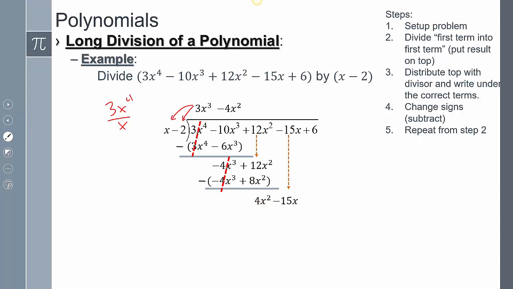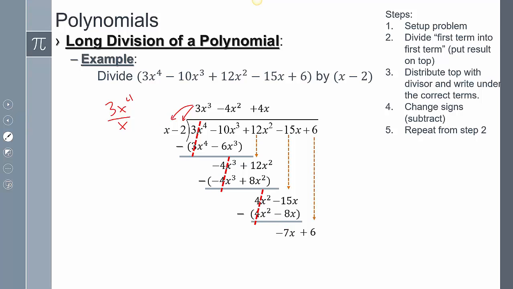Bring down the next value. X goes into 4x squared 4x times. 4x times x gives me 4x squared. 4x times negative 2 gives me negative 8x. Subtract, step 4. So that cancels out. Negative is a positive, so I get minus 7x. Bring down the next value.